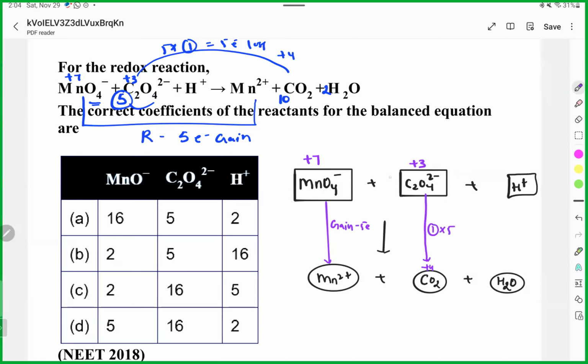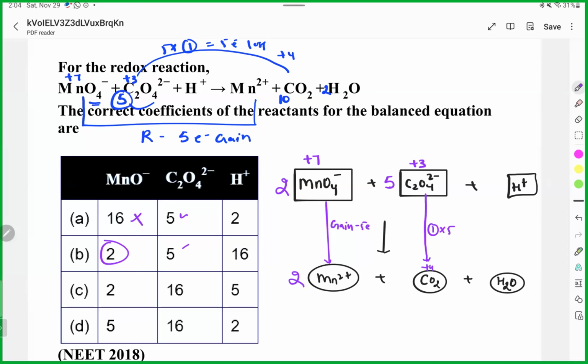You will multiply this with 5. Do you have an option in 5? You have 2 options. Okay. If you consider 5, 16 is not possible. If you take 2 of this, you have to balance manganese.